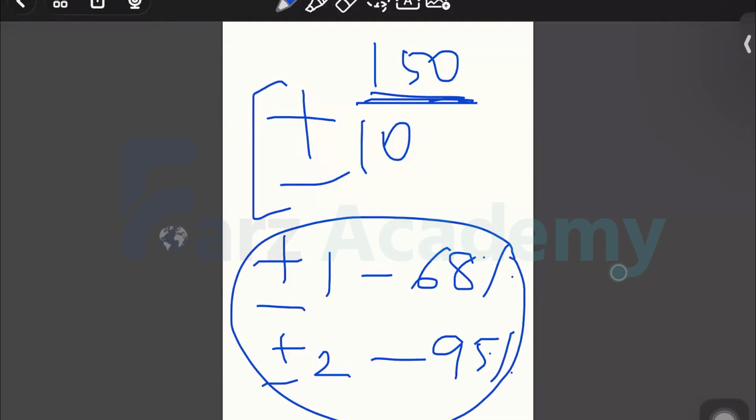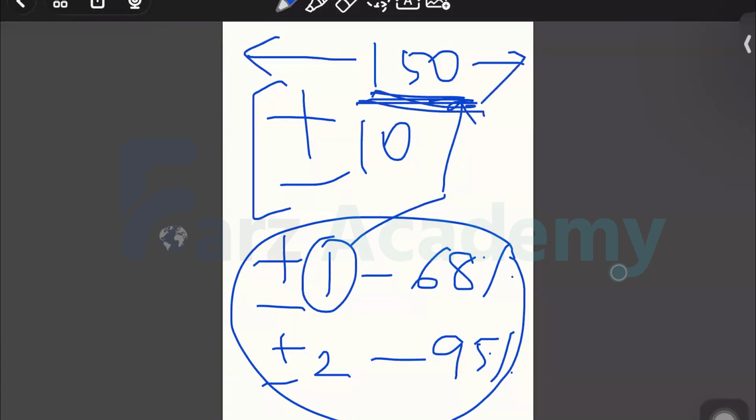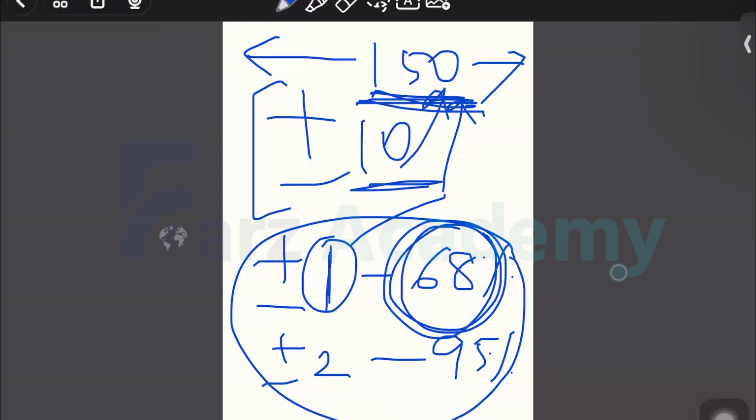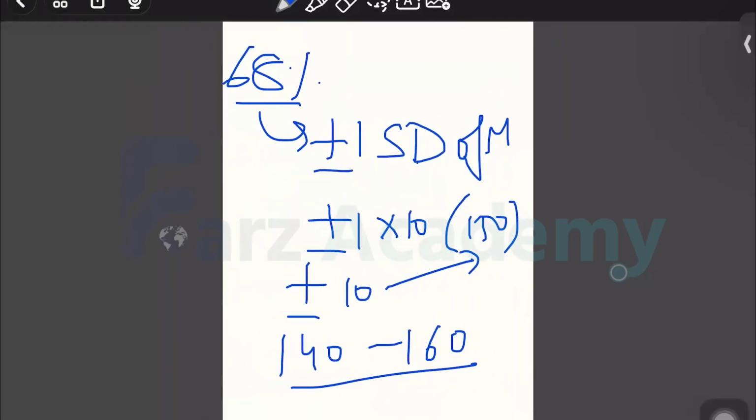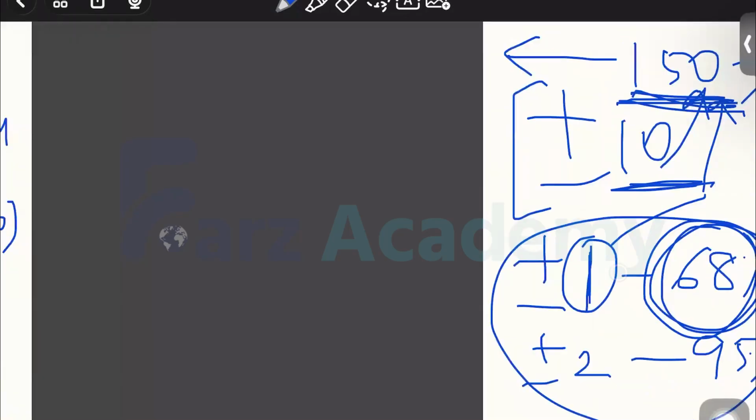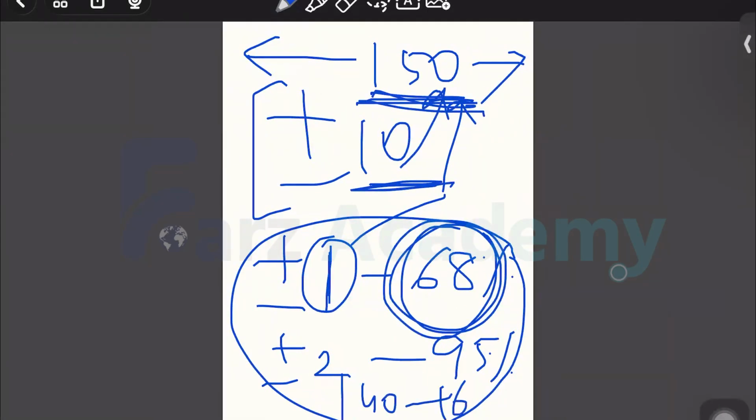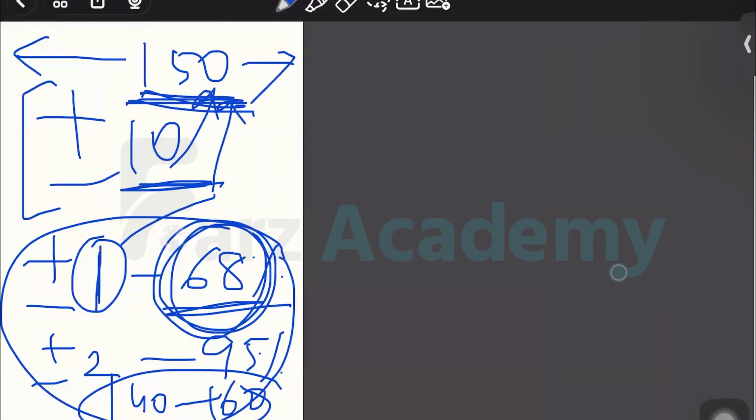And what is this 68%? It is plus minus 1 of what? Of the mean. That means it can go that much deviation above or below the mean. So 68% of the population is going to lie plus minus 10 of the mean, that is plus minus 1 standard deviation, which is 10. So plus minus 10 of 150 becomes 140 to 160. So 140 to 160 would be the range for 68% of the people.